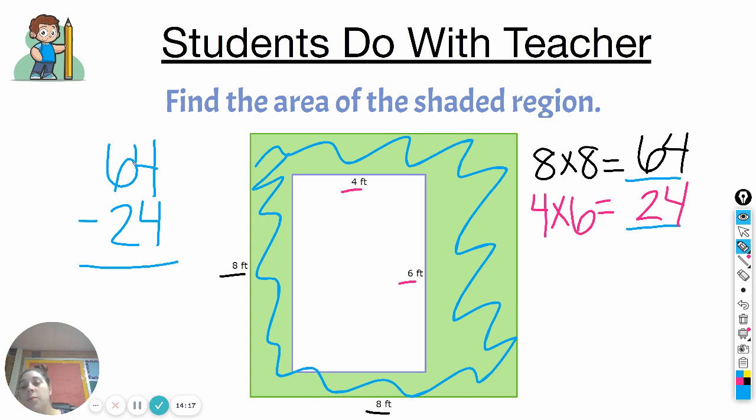Okay, so step 1 is starting in the ones. We have 4 minus 4, which leaves us with 0. And then 6 minus 2, which leaves us with 4. So the area of the green outside of the white rectangle is 40, and that would be square feet, because they are measuring in feet.